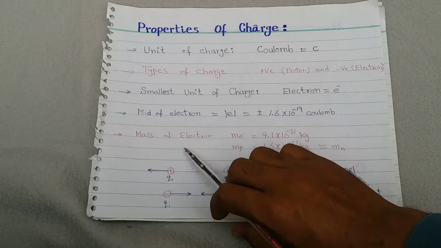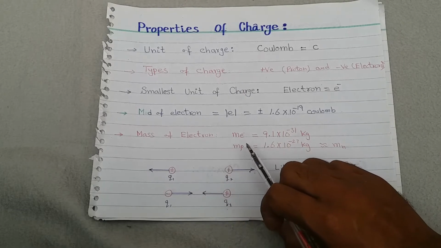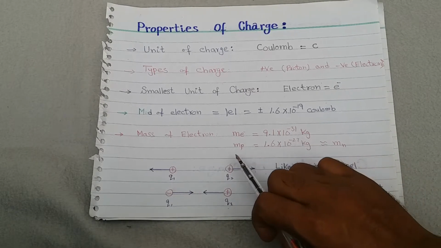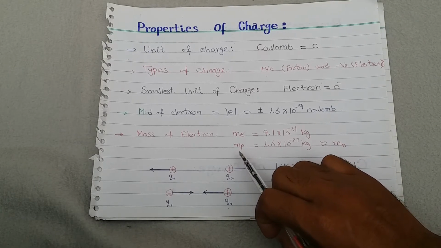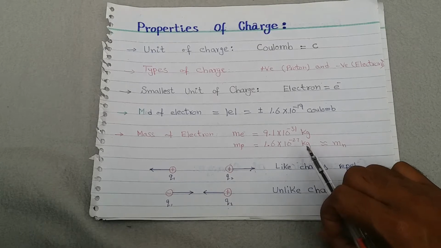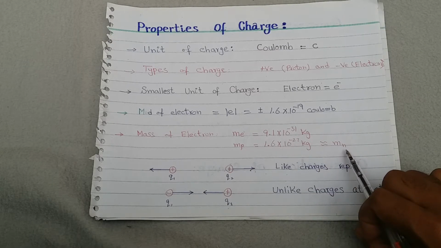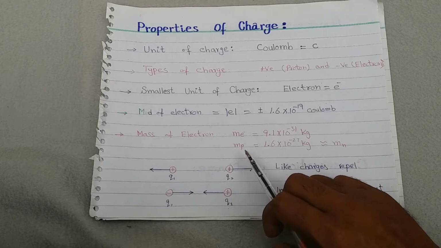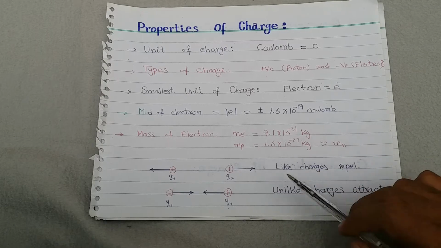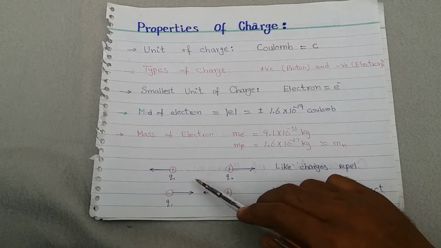Do we know the mass of the electron? The mass of the electron is 9.1 times 10 raised to the power minus 31 kilogram. And the mass of the proton is 1.6 times 10 raised to the power minus 27 kilogram, which is approximately equal to the mass of the neutron. It means the mass of the proton is approximately equal to the mass of the neutron. And this is a basic property of the charge.